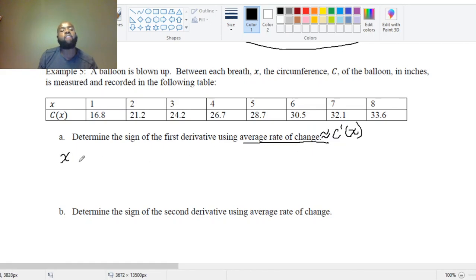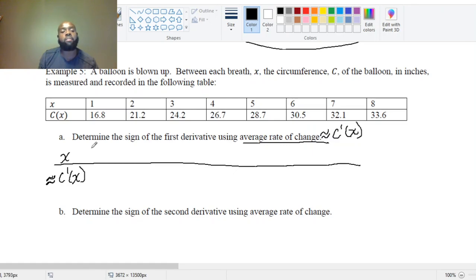So if I use my average rate of change, I could actually get an estimate. Now, this is an estimate. It may not be the best estimate, but it gives me an approximate estimate of C prime of x. Now, I'm going to do the right-sided average rate of change. So from 1 to 2, I'm going to do that average rate of change and let that be an estimate for C prime of 1. I'm going to use the average rate of change from 2 to 3 and let that be the estimate of the derivative at x equals 2, and so on and so forth.